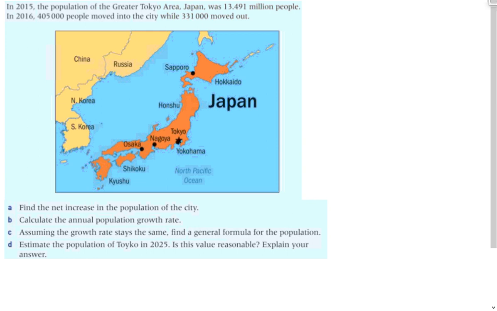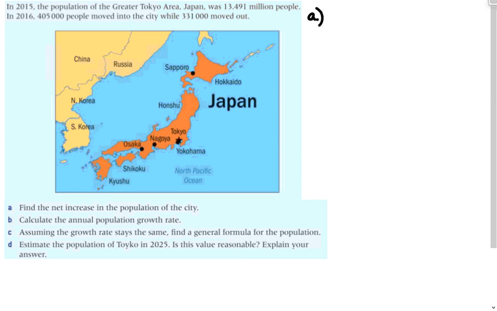Okay, so the last problem that we're going to work on is population. And this is going to be a little bit different than interest because we're usually looking at just the growth. And this is going to be a little closer tied to Algebra 2 material, but now we're also going to look at the growth rate. And we're going to look at that piece a little bit more specifically. So in this case, for part A, find the net increase in the population of the city.